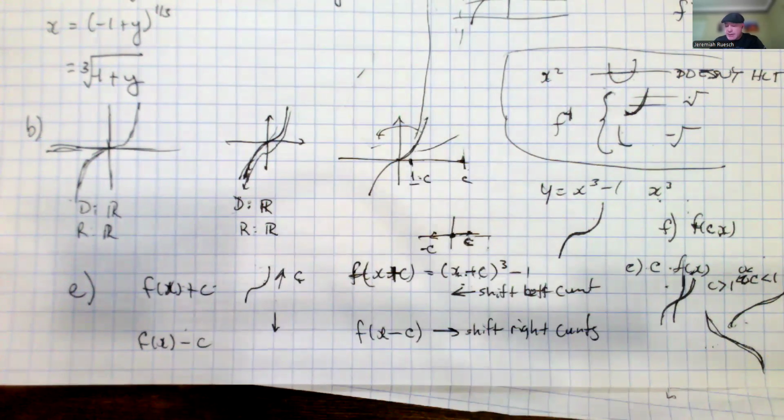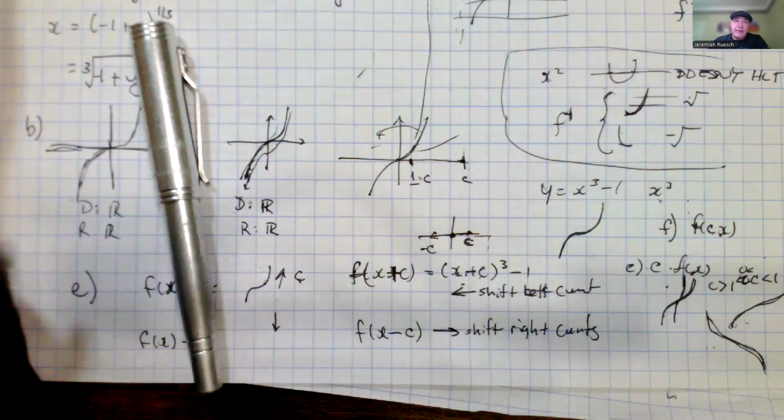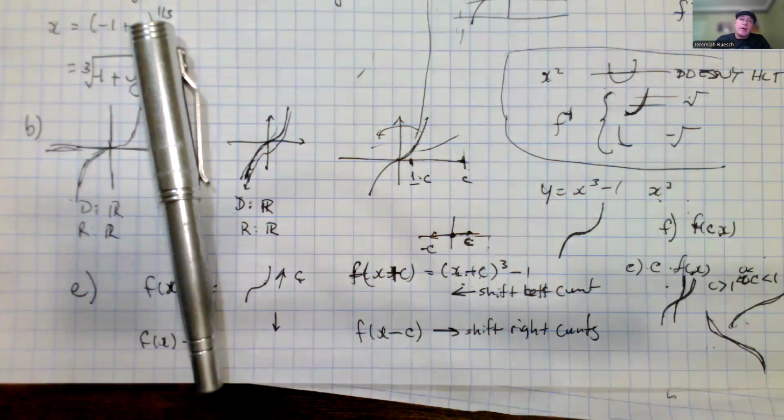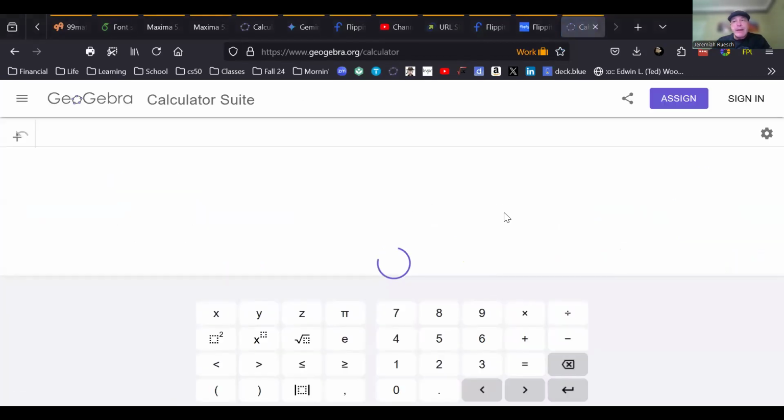So that's going through it by hand. Let's look at how technology can affect this. I'm going to jump over to some tech and give you the opportunity to see what you'll be playing with in a moment. If you type in geogebra.org and come here, you want to click on Start Calculator, and then it's going to open up the graphing calculator that looks like this.